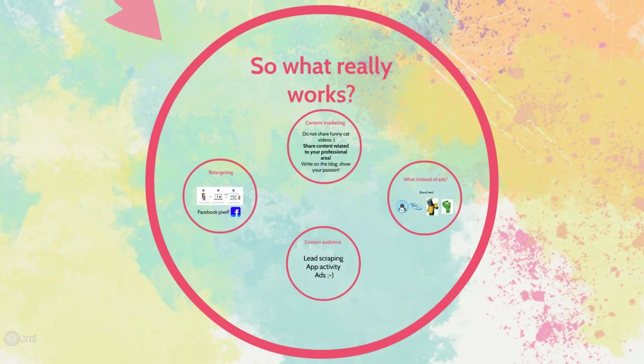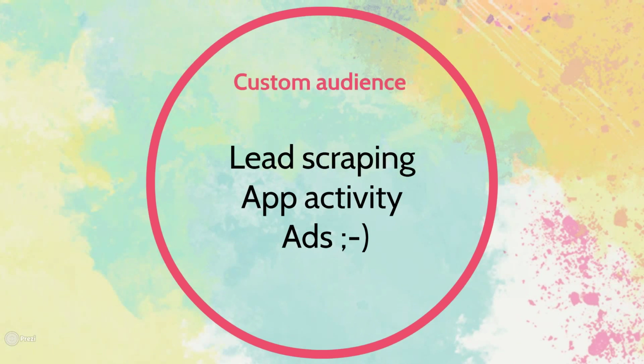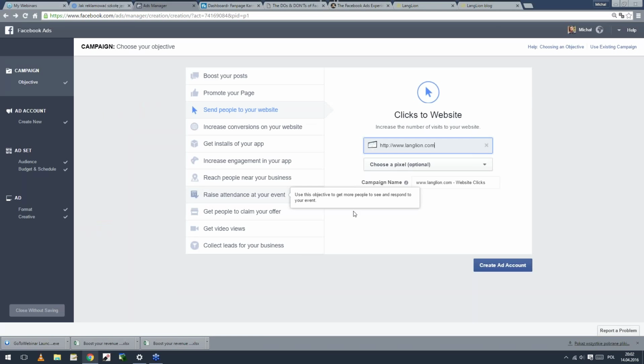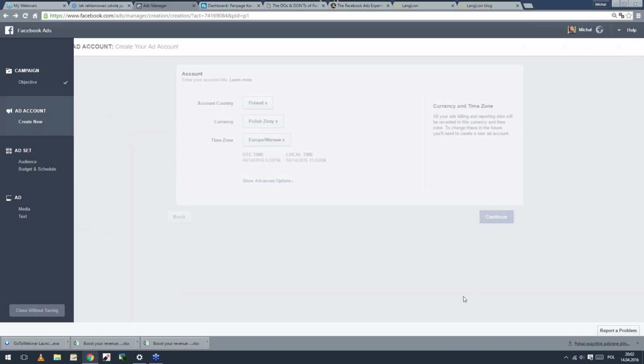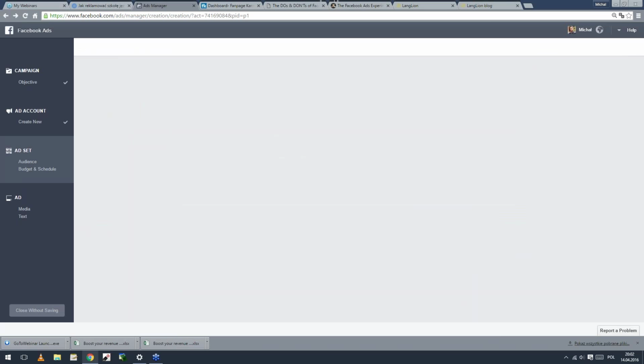So what really works? Custom audience. I will show you this in a second. You don't have to only look for people without knowing them on Facebook, because you can already know them. You can have their names, but most importantly, you need to know their emails. If you have their emails, let me go back to Ad Manager for a second. Okay, just a second. Let's go.